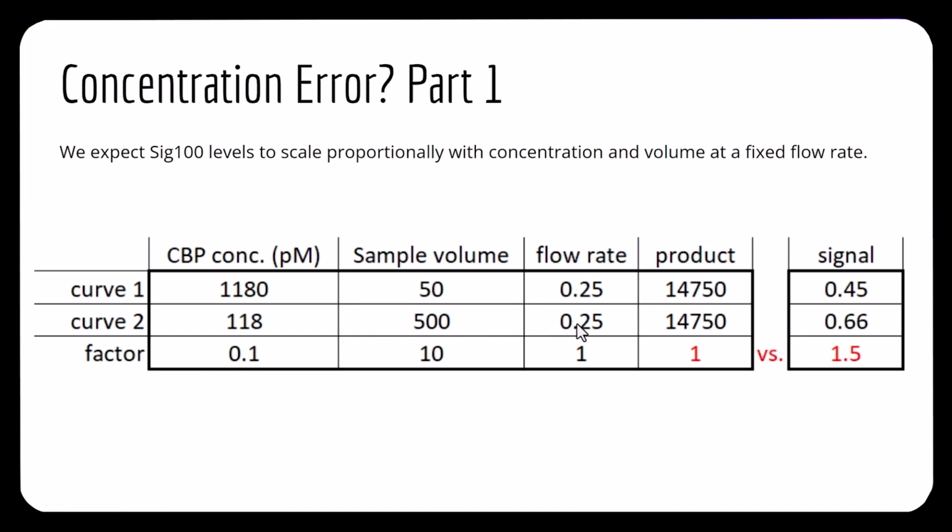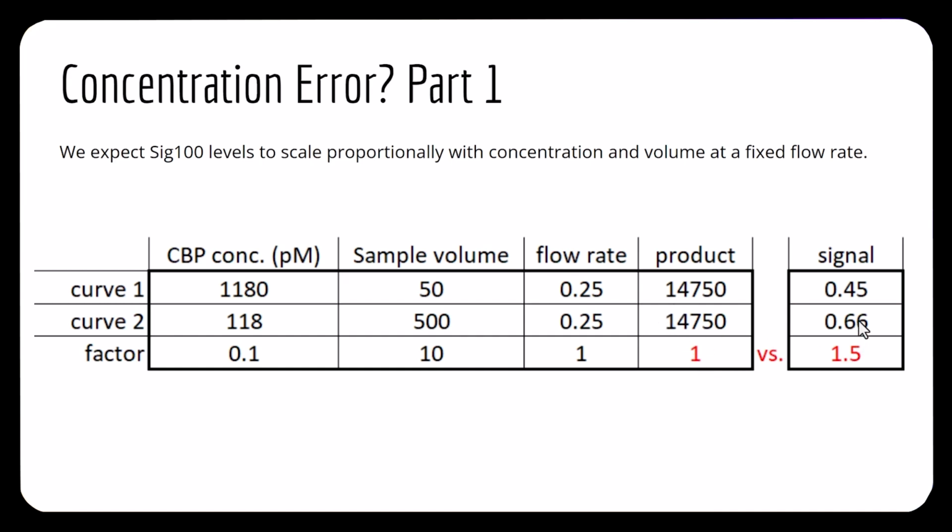And the flow rate is the same, and that's really just a check here. If the flow rate is different, the Sig 100 doesn't necessarily scale with the flow rate. So this is a trick that I only use if the flow rate is the same for both curves. And that's common, luckily, but it's not always the case. So you do need to keep that in mind. So here I'm expecting the Sig 100 to be the same, a factor of 1 between curve 1 and curve 2.